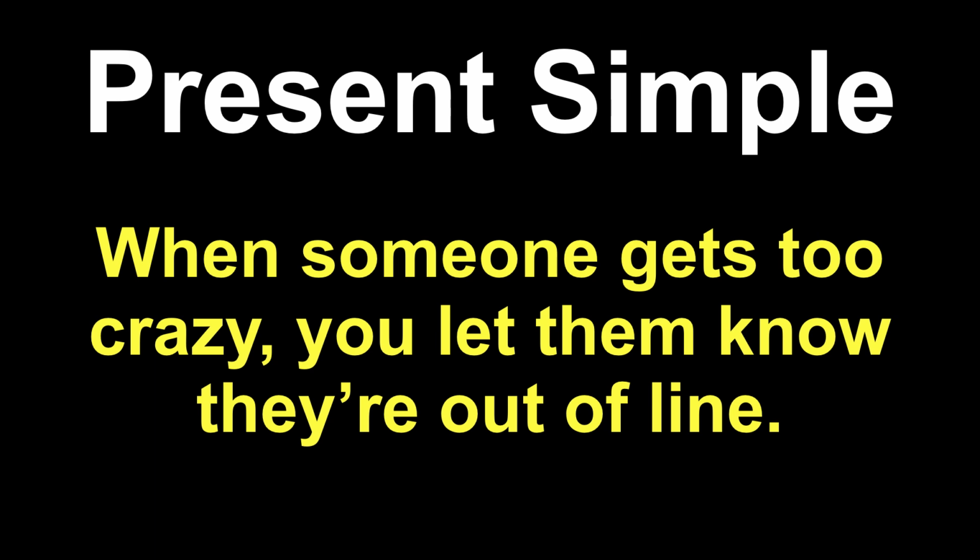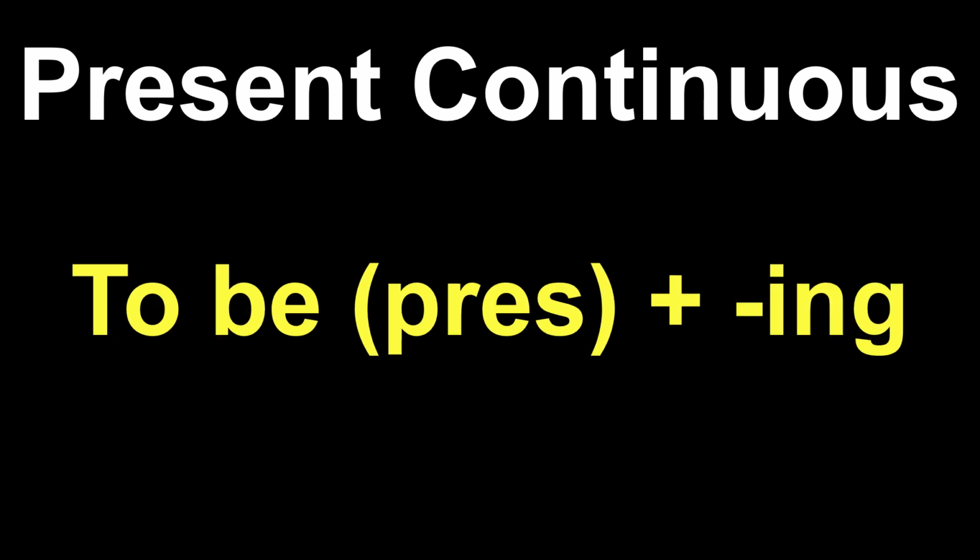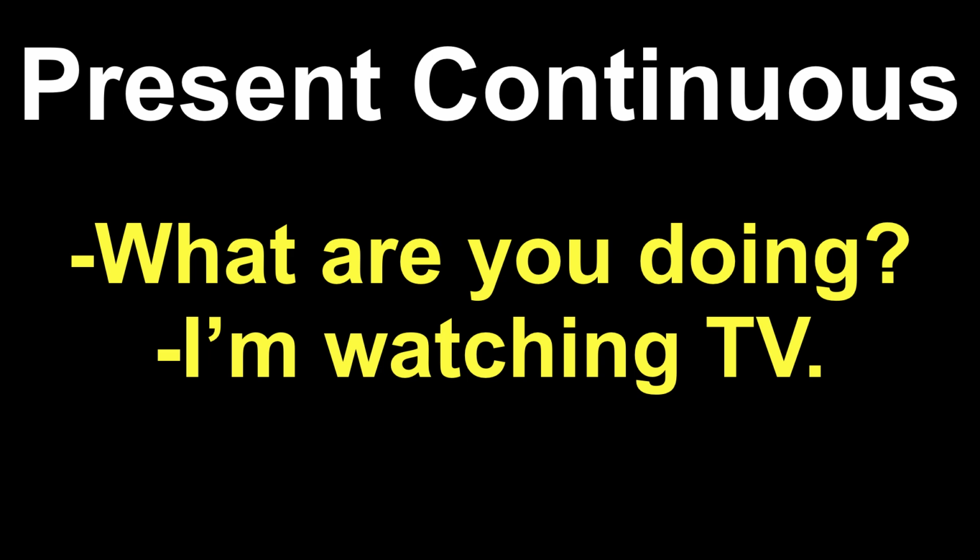But we usually use a tense called the present continuous. I'm doing, he's running, we're talking, to talk about what we're currently doing. This is formed by conjugating the verb to be in the present tense and adding the ing form of the main verb, called the gerund. For example, what are you doing? I'm watching TV. In French, on the other hand, both of these functions, talking about what you do regularly and what you're doing currently, are expressed using the present tense.